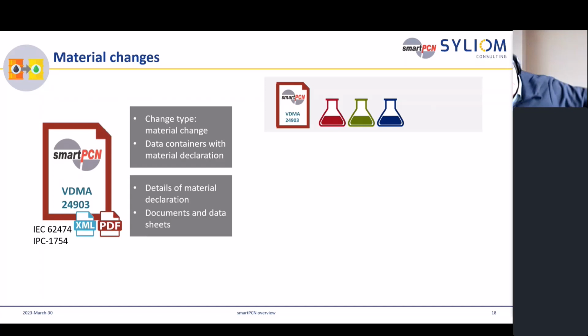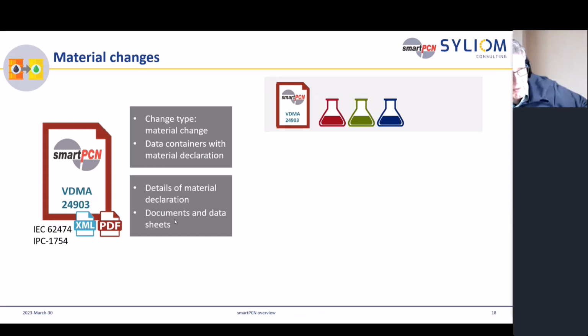The same applies basically to material changes. We know that in particular now with all those REACH, RoHS, and so on, for material compliance, we need to update information about what are the materials, what are the substances that are part of a specific component or specific product. So we have a change type here, which is a material change. There are data containers available that allow material declaration.